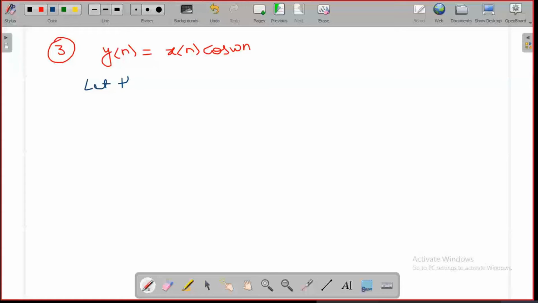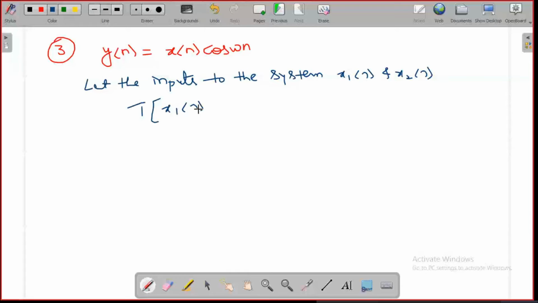Okay, now find the response for the first input. T of x1 of n is equal to x1 of n into cos omega n. For the second input, T of x2 of n is equal to x2 of n into cos omega n.